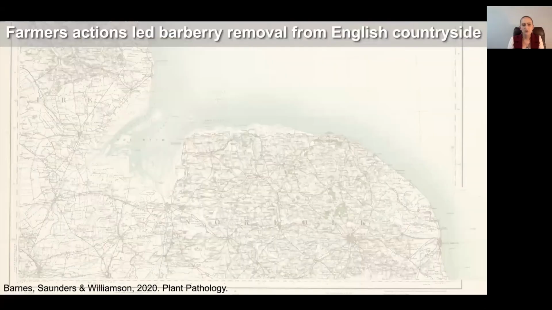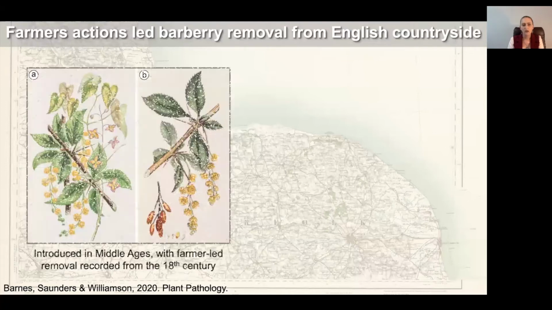These barberry bushes, it's thought, were brought to the UK around the Middle Ages, but as early as the 18th century, it's shown that farmers were starting to destroy them. They were starting to rip them out because they noticed that any crops that were right next door to these barberry hedgerows were getting really infected. And by the 19th century, botanists were already recording that this was quite effective, and they were starting to see removal of these barberry bushes from the English landscape.